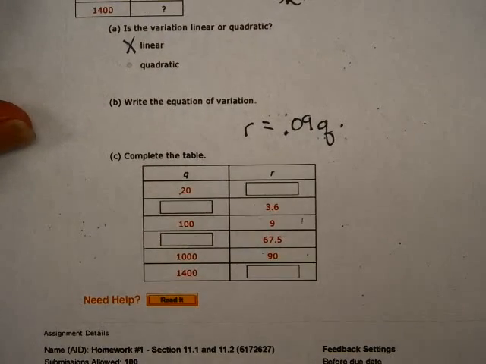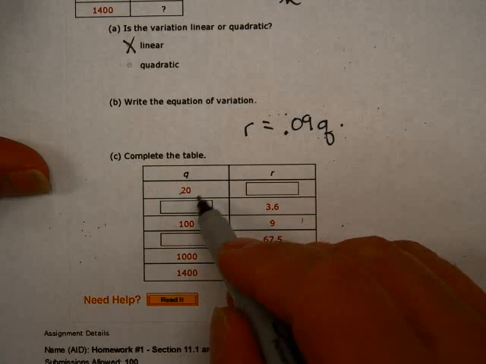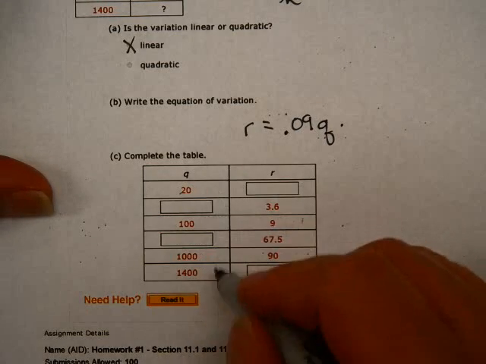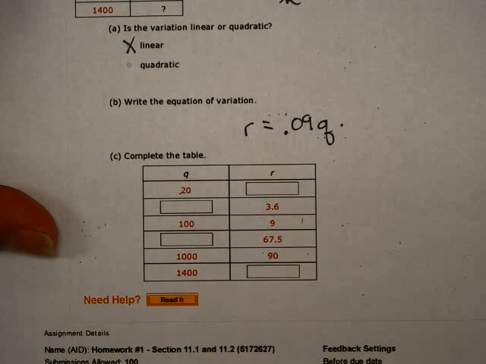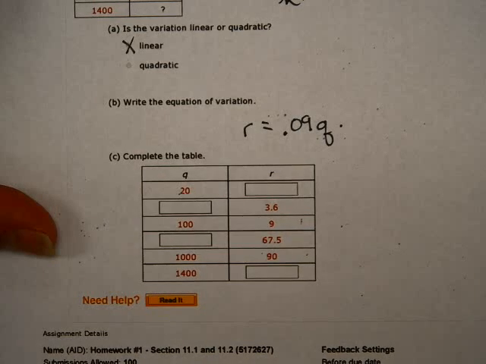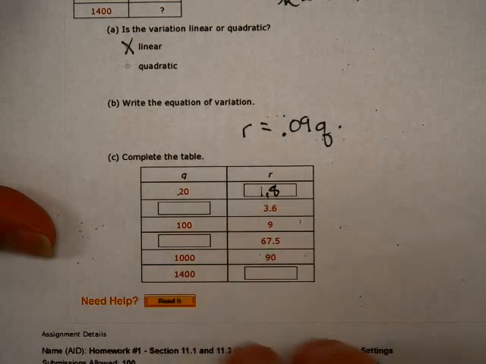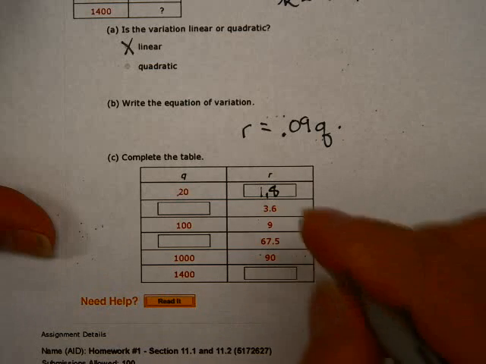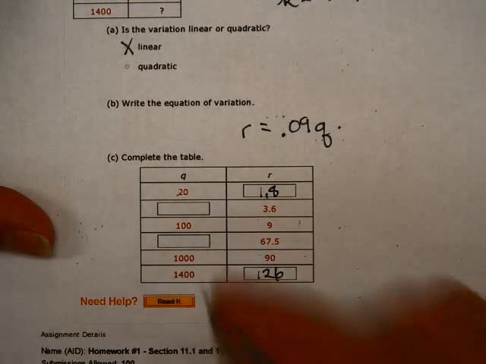Now let's just do this. If you would like to do this on your own, you certainly can. Pause the video now, but otherwise we'll just do this. We'll say 20 times 0.09. This gives me 1.8. And 100 times 0.09, we've got that one here. 1,400 times 0.09 gives me 126. And for these, pretty easy.